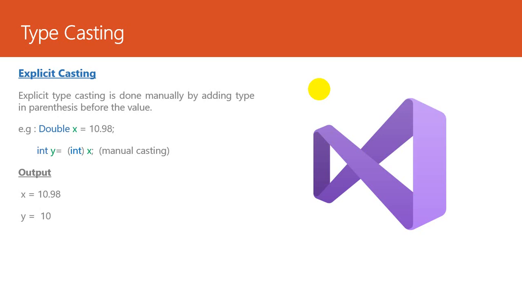If you want to assign, then you have to provide an explicit casting, which means we have to provide int in the parentheses. You can see in the example we have provided int as a data type in the parentheses before x. This is called manual casting. You can see the result in the output. y equals 10, which has omitted the decimal numbers because int y is the type of integer.